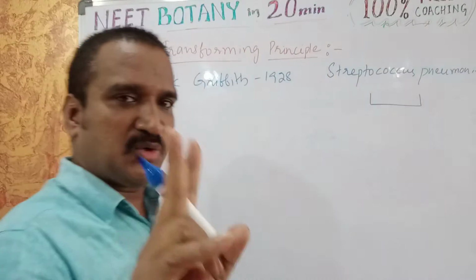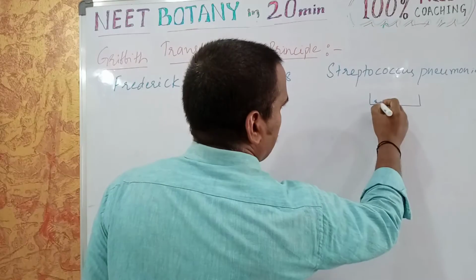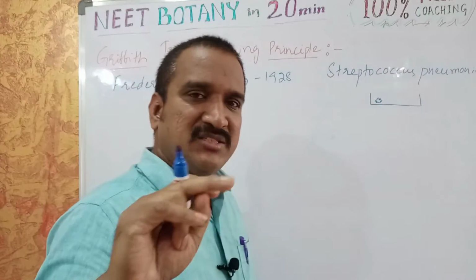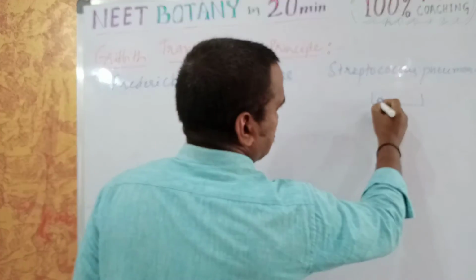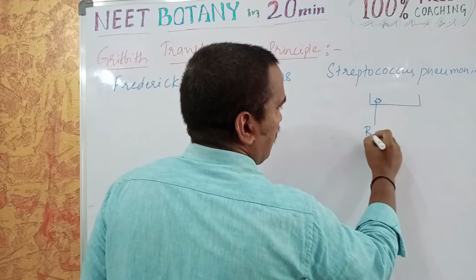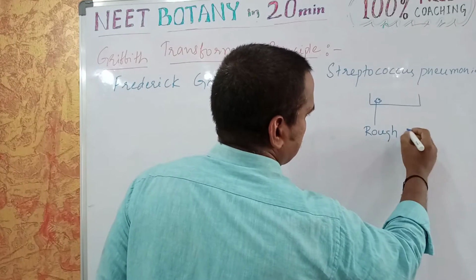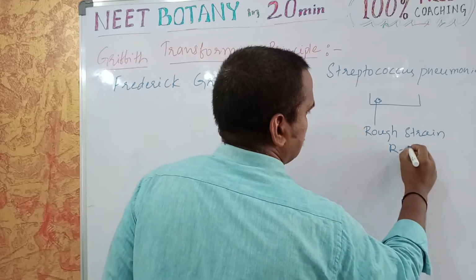He observed two strains of Streptococcus pneumoniae. One strain has a wall with ridges and furrows, meaning it has a rough texture. It is called the R or rough strain.